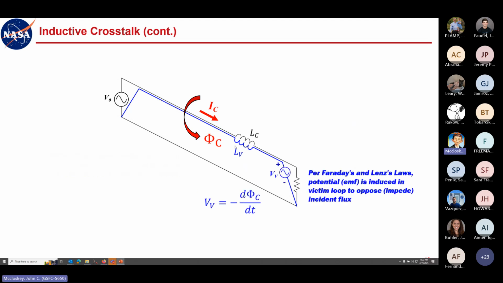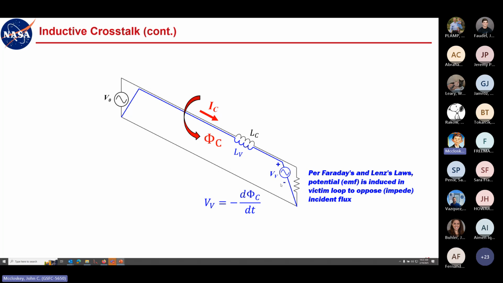So that flux is going to induce a potential in the victim circuit, in that victim loop. We'll call that V sub V, per Faraday's and Lenz's law. The negative sign means that the potential will be such that it will counter or oppose or impede the incident flux. So if the incident flux is penetrating the loop in this direction to the right, then if you point your thumb in the direction of the opposing flux, pointing outward this way, you wrap the fingers of your right hand in this direction. That is the polarity of the induced potential in the victim loop.